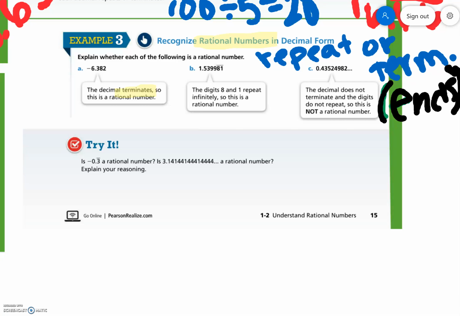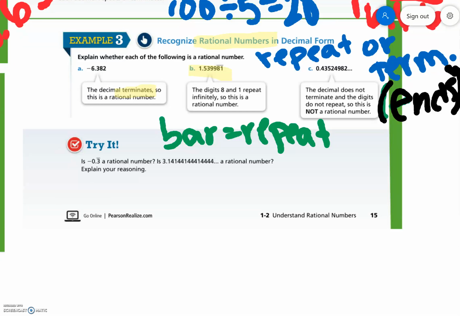1.539981 with a bar above the 81. The digits 8 and 1 repeat. Remember I said that the bar over top means that it is repeating. Since it repeats, it is rational.